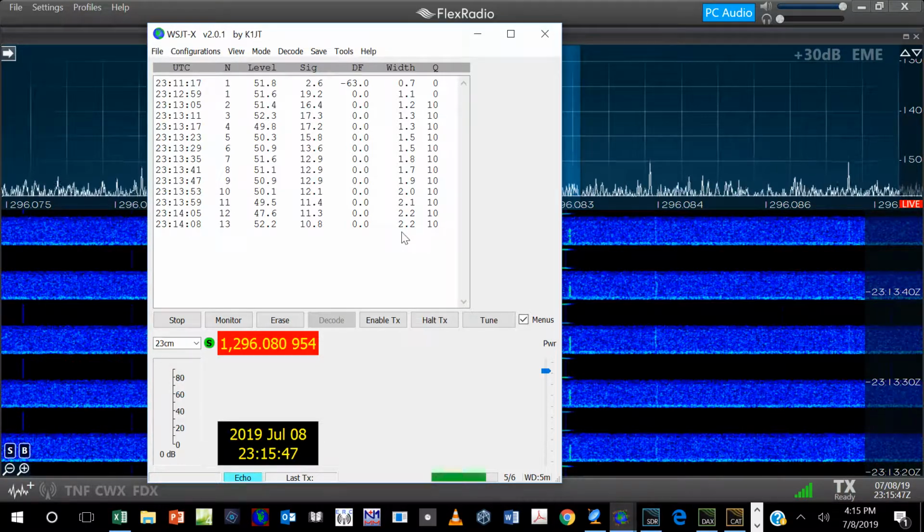What's happening is I'm illuminating the entire face of the moon. And half of the moon is rotating towards me. The other half is rotating away from me. So the half that's coming towards me, there's a little positive Doppler shift. The half that's rotating away, there's negative shift, and so that's spreading the signal out. So what started as 0 width is now about 2 hertz wide.